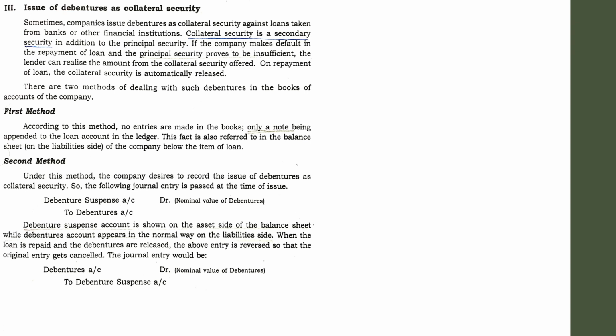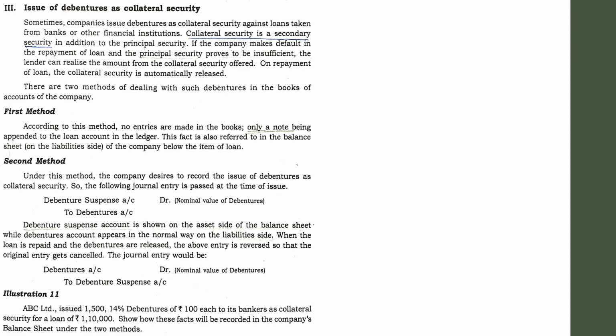We will discuss a case, then you will get a clear idea of how these activities are done. ABC Limited issued 15% debentures of ₹100 each to its bankers. It may be a banker, or a lender, or a finance company, whatever it is, as collateral security for a loan of 1,10,000. Show how these facts will be recorded in the company's balance sheet under two methods.